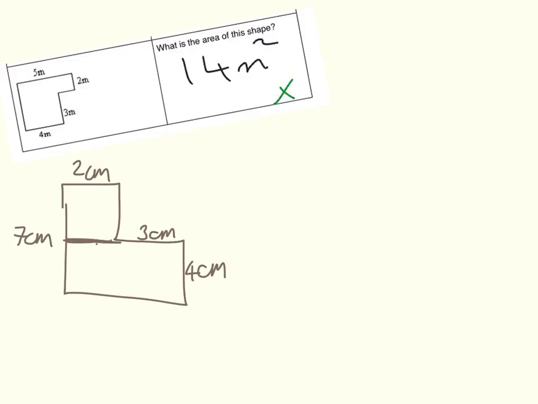Okay, so that rectangle there, we don't know how big it is. We know that across the top is 2, but we don't know how big this is, and we don't know how big this is because that whole thing is 7. However, there's a clue here. Here's 4, the whole thing is 7, so that side there must be 3. Okay, so that's 2 by 3. So 2 times 3 equals 6 centimetres squared.